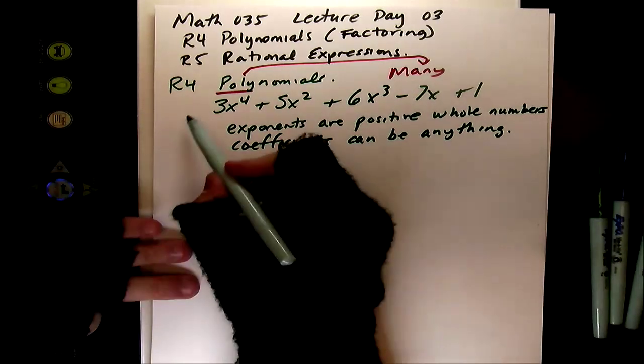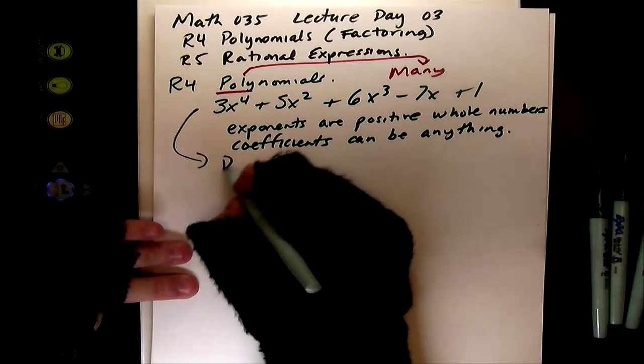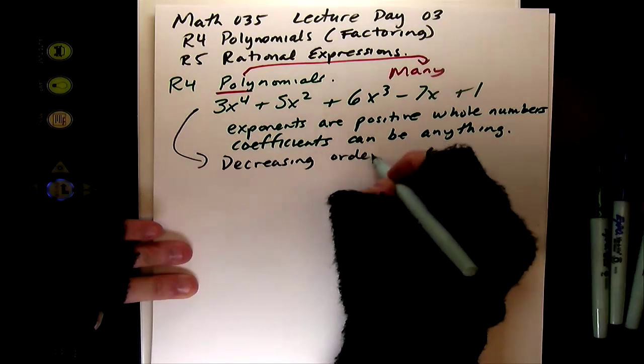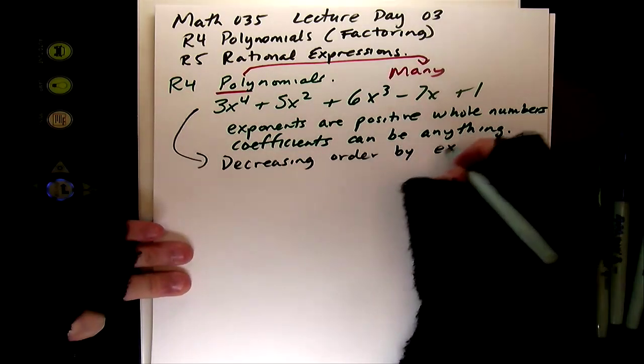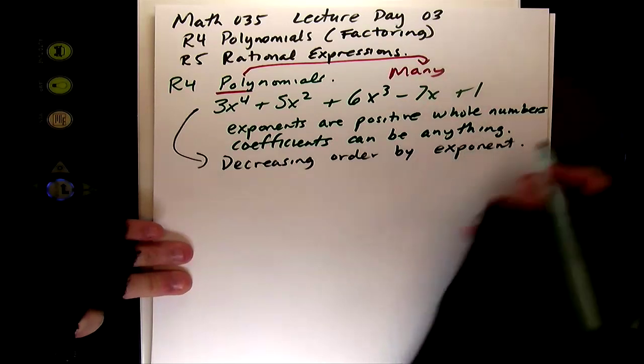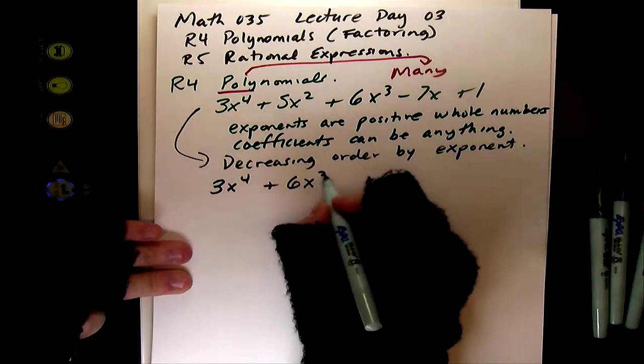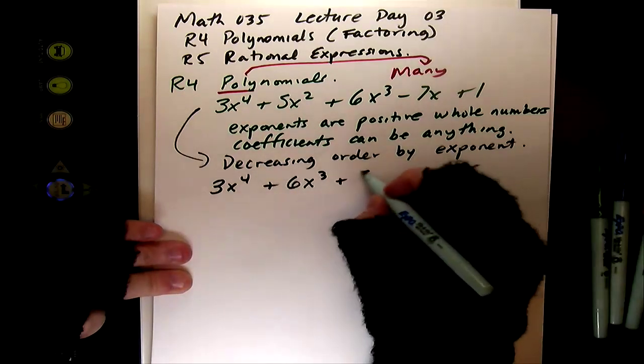We tend to write them in decreasing order by exponent, which I did not do here. So I'm going to rearrange it. The x to the fourth was in the right spot, but 6x cubed has a higher exponent than 5x squared.